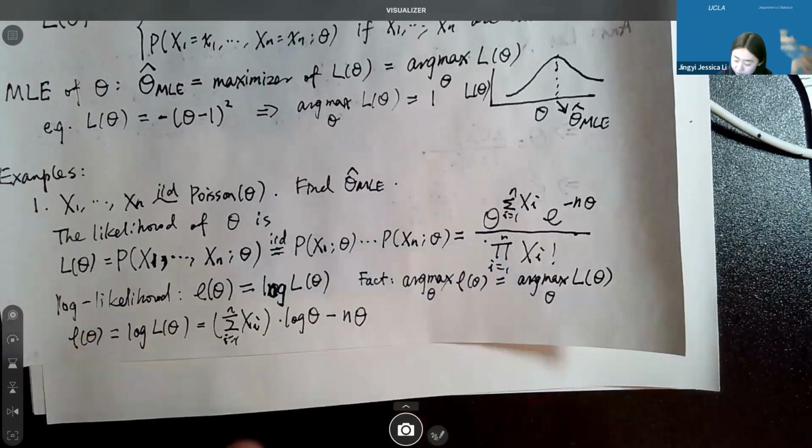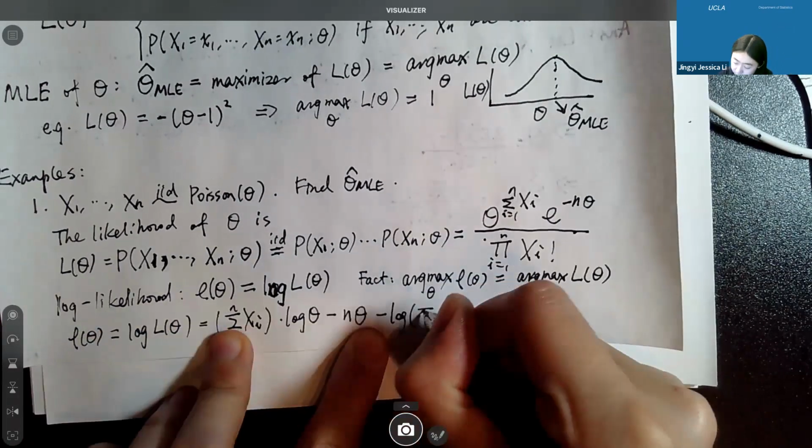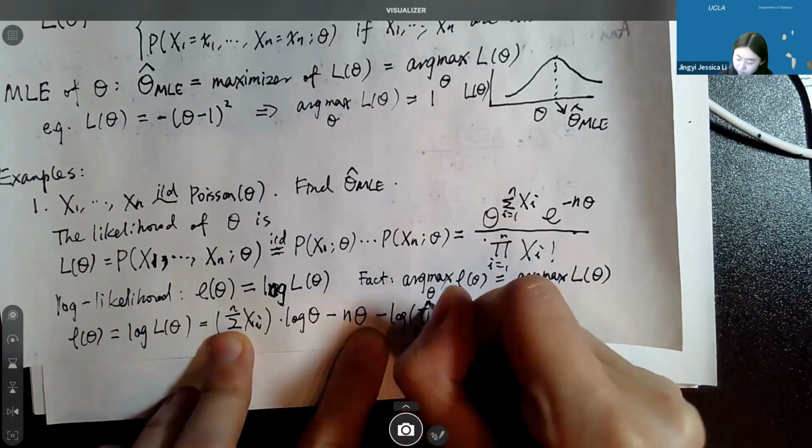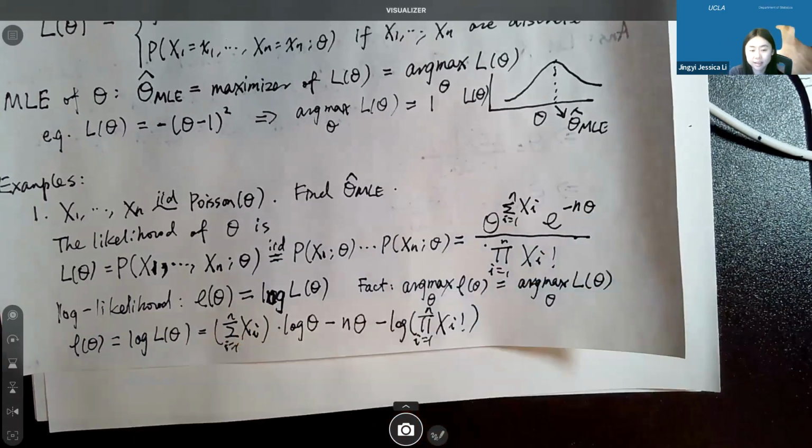Finally, the numerator becomes log of the product of xi factorial, for i from 1 to n. That's the log likelihood. Okay, do we have any questions for this part before we continue with this log transformation?